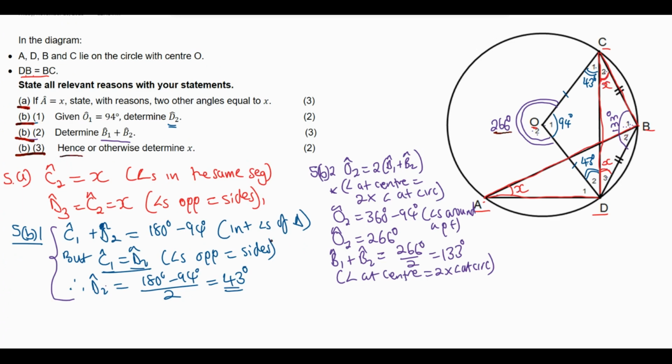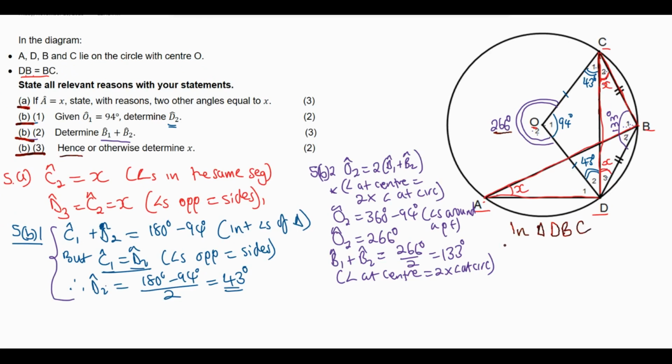Hence, or otherwise, to find the value of x. So hence, we have to use what we have so far. Right, we have triangle DBC. In triangle DBC, we have our angle B1 plus B2 combined, and then angle D3 is x and angle C2 is x. So if you add these three, you must get 180 degrees. These are interior angles of a triangle.